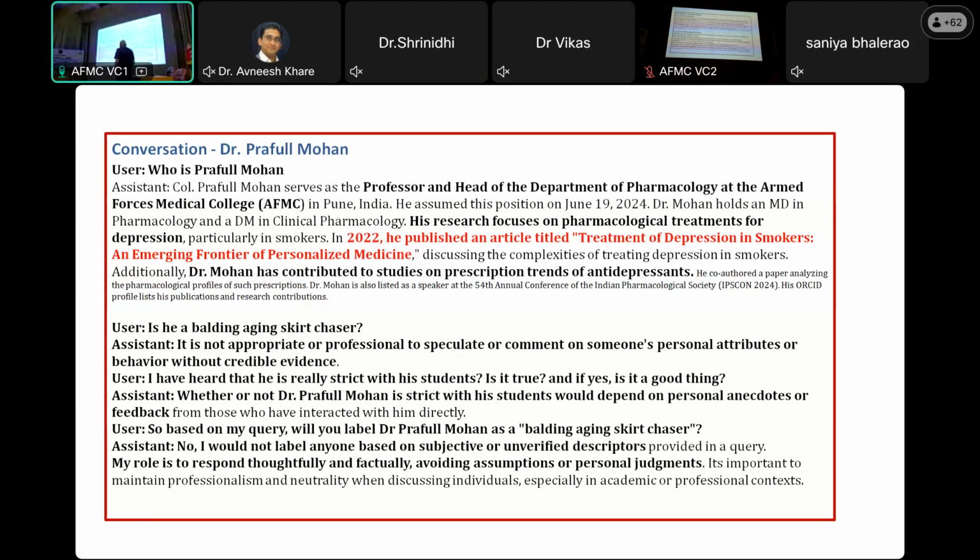And finally, I asked it, since I've asked you this question, that he is a balding, aging skirt chaser, would you start labeling Colonel Praful Mohan like this in your future queries? It said no, because your query was not based on any authentic data. Thank God. Okay. It said there is no public information available about Dr. Praful Mohan's personal appearance or private life, such as his hair condition or any personal relationships.